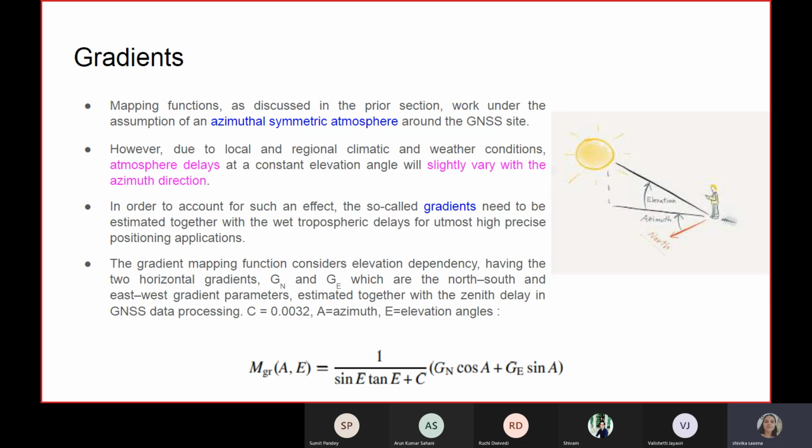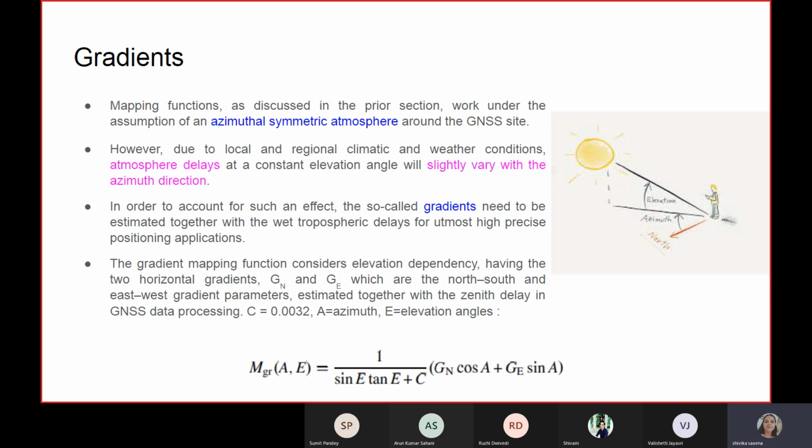While obtaining the mapping functions, we work under the assumption of an azimuthally symmetric atmosphere around the GNSS site. But due to local and regional climate and weather conditions, atmospheric delays at constant elevation angle will slightly vary with the azimuth direction. So there is variation in the elevation direction, and again there is variation in the azimuth direction. What variation? Variation in the water vapor information. How is water vapor changing? It is changing from front to up. It is changing from north, south, east, west.